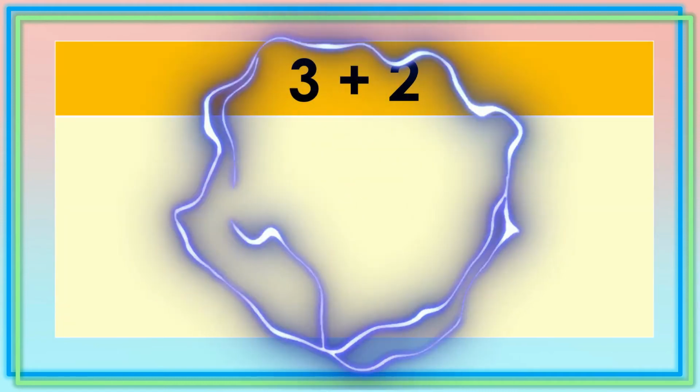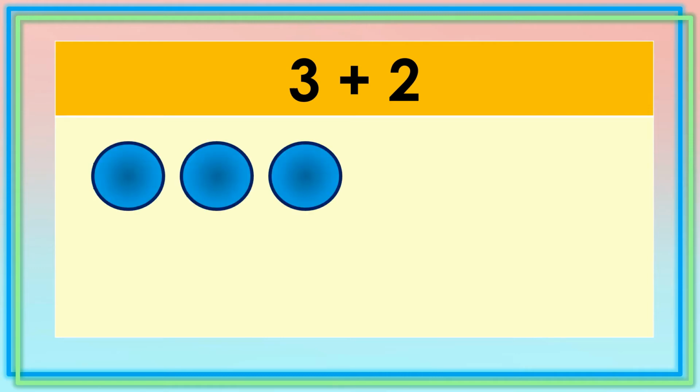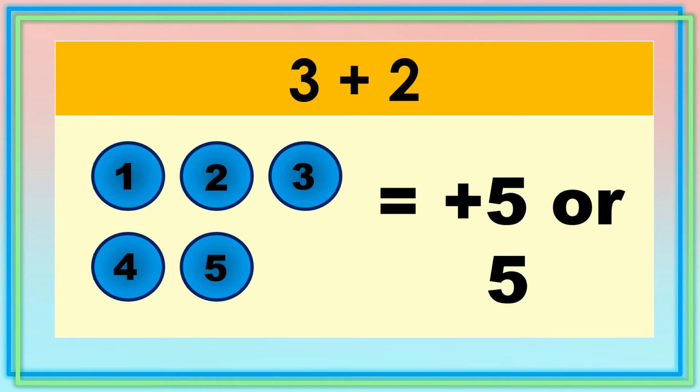For our first example, doon muna tayo sa familiar tayo. Positive plus positive. In this case, we have positive 3 plus positive 2. Since they are both positive, we're going to use blue chips. 3 chips is for the positive 3 and 2 chips is for the positive 2. Since they are all positive or all blue, we just need to count all the chips. So let's count this. We have 1, 2, 3, 4, and 5. So, positive 3 plus positive 2 is equal to positive 5 or simply 5.